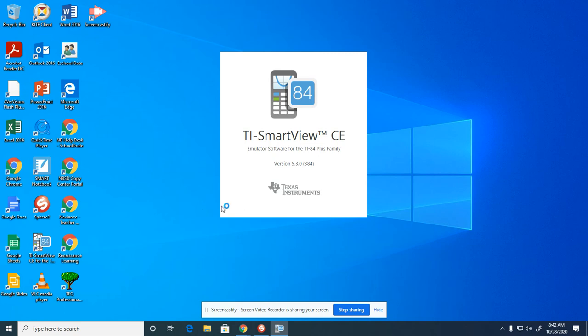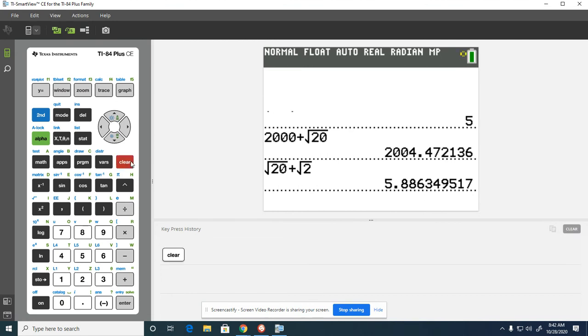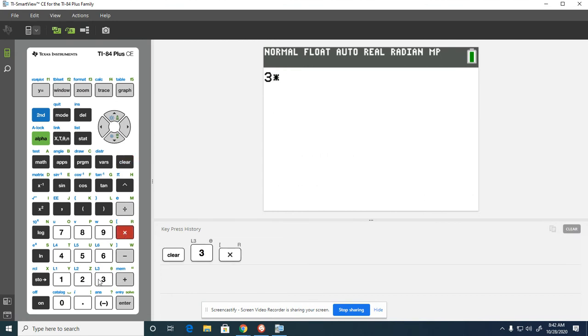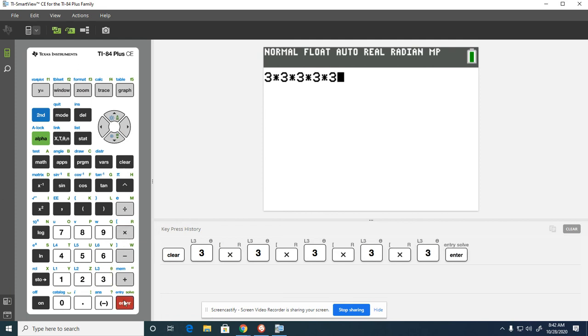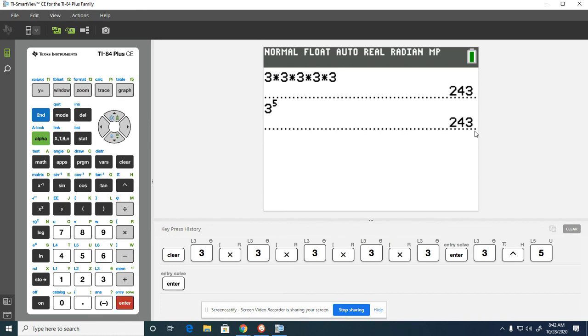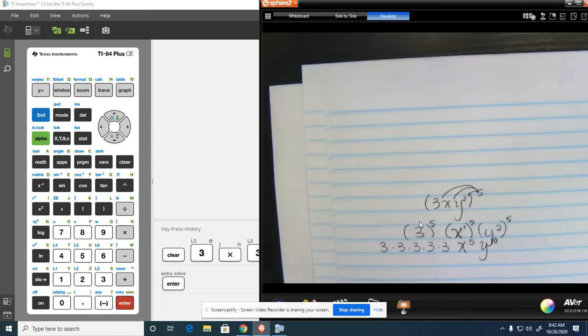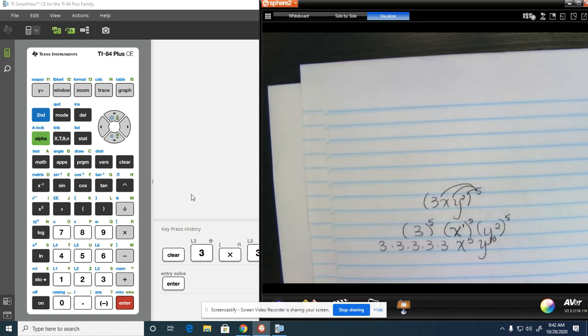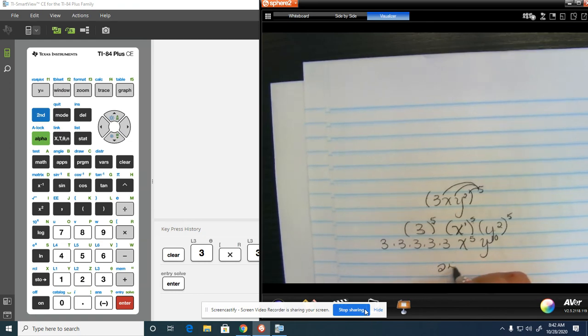And you can do this 2 ways once the calculator is running. You can go 3 times 3 times 3 times 3 times 3, 5 times, which is rather annoying. Or you can do 3 raised to the exponent, that's this little button here, 5. Enter. And you get the same number. See? Okay, so for this one, our answer then would be 243 x to the 5th, y to the 10th.